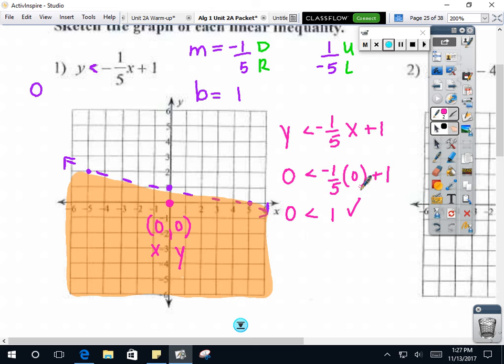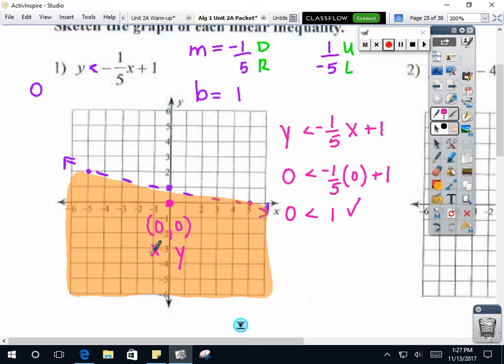Now, the reason that it's a true statement is because the point was in the shaded area. So what does that tell you about the shaded area? Everything up in there is less than whatever that is. Every single point in the shaded area will make a true statement like that one did. So all of those are the solutions.